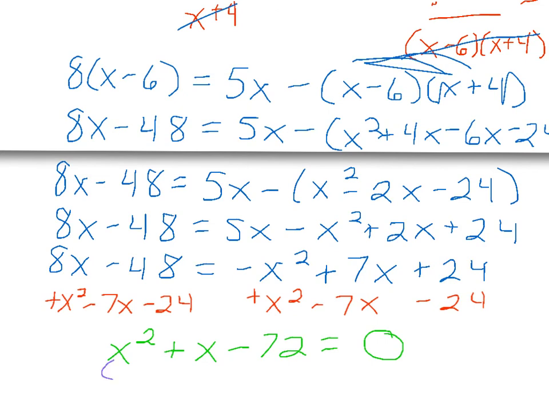This will factor into x minus 8, x plus 9. So our two solutions, after we set it equal to 0, are x equals negative 9 and x equals 8.